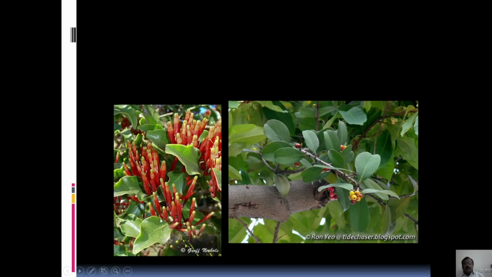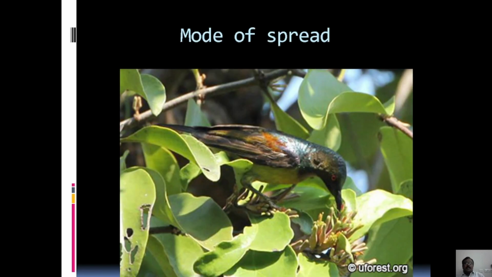These are the flowers of Loranthus and the fruits of Loranthus, which are very attractive and hence attract birds. The birds which eat these are attracted by the colorful flowers as well as the fruits, and the seeds of this Loranthus get transmitted to other trees through the fecal matter of those birds which have eaten the colorful fruits produced by Loranthus.